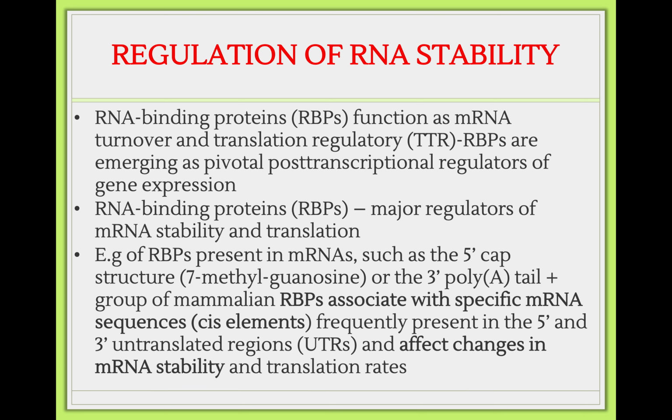RBPs function as mRNA turnover and translation regulatory proteins, or TTR RBPs, and they emerge as pivotal post-transcriptional regulators of gene expression. We know that RBPs are major regulators of mRNA stability and translation, apart from being involved in the initiation of transcription. For example, RBPs are present on your mRNA, such as at the 5' cap structure, the 7-methylguanosine, remember from the previous topic, and the 3' poly-A tail. A group of mammalian RBPs are also associated with specific cis mRNA sequences, frequently present in the 5' and 3' UTR, so they could also affect changes in mRNA stability and translation rates.